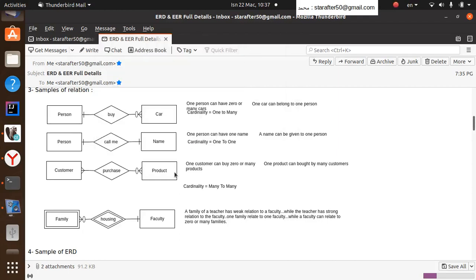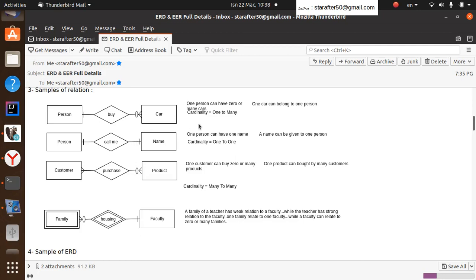Okay, now let's follow up with the ERD diagram. Now we need to understand the relation more in detail. What is the relation between two entities, which can be represented by something called the cardinality or the ordinality.